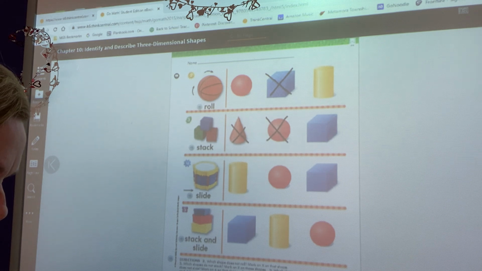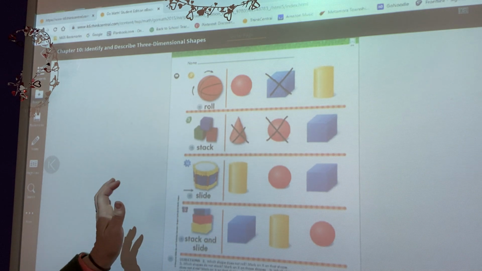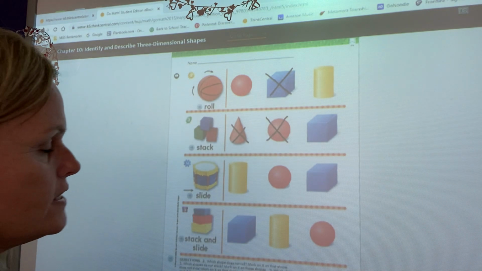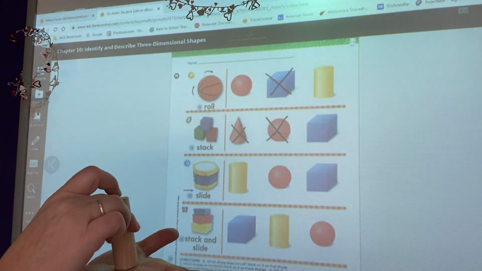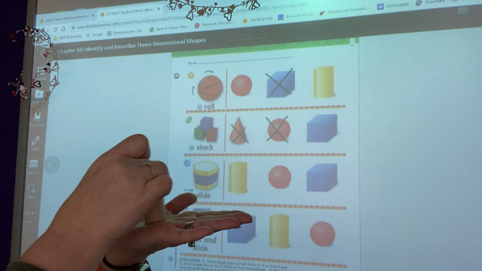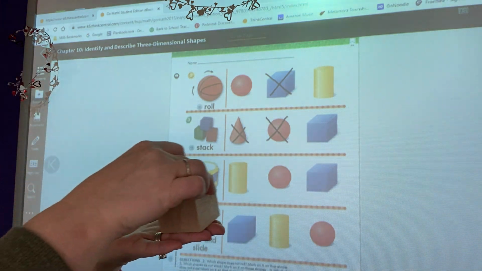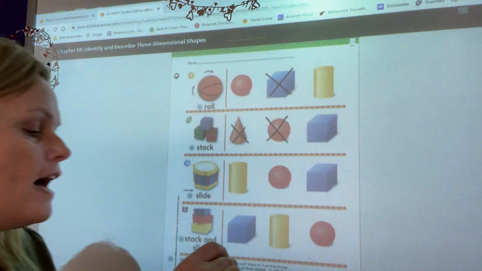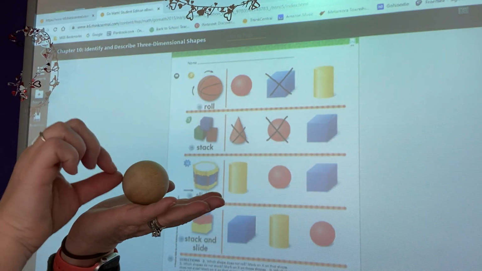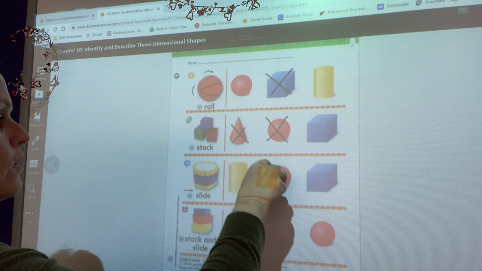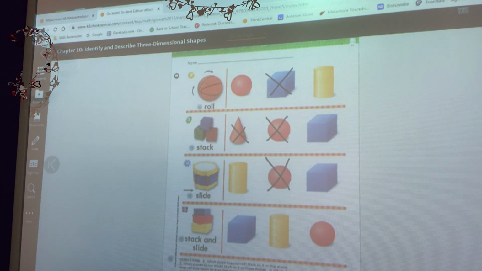The next one, we want to know which shape does not slide. So a drum could slide on its flat surface. A cone could slide, not a cone, sorry. A cylinder could slide across on its flat surface. A cube could slide along on a flat surface. A sphere could not slide. If it were to move, it would roll. So a sphere will not slide. It will only roll since it has a curved surface.